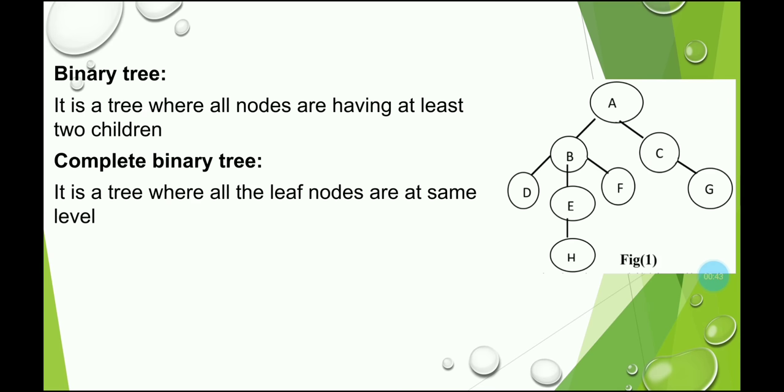Complete binary tree. It is a tree where all the leaf nodes are at the same level. See the example here. D, H, F and G are leaf nodes here. But here all the nodes are not at the same level here. So it is not a complete binary tree.